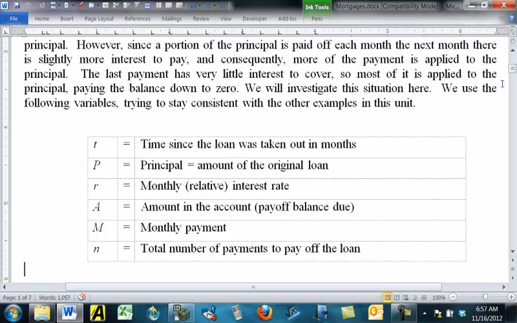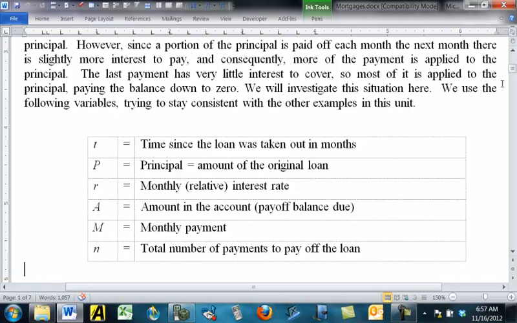Okay, I'm going to do things here per month, which is sort of a typical way of paying off loans. So T is going to be the time since the loan was taken out in months. P is the principal, or the original amount of the loan, what they actually gave you in money. R is the monthly relative interest rate. Okay, remember this needs to be adjusted per month now.